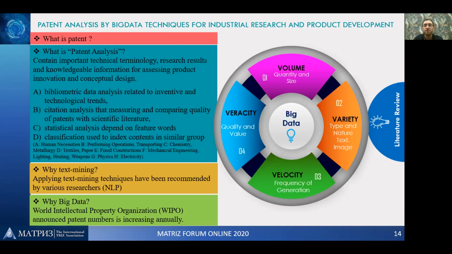First is volume: the World Intellectual Property Organization, WIPO, announced that patent numbers are increasing annually. Second is variety, which refers to patents including structured, semi-structured, and unstructured information. Velocity refers to the frequency of generation of patents, and veracity refers to the quality and value of the patents.